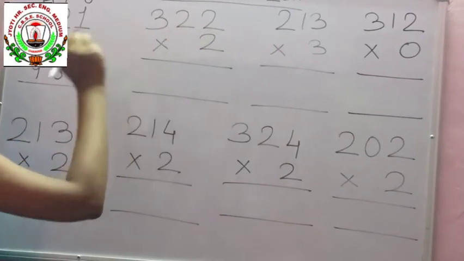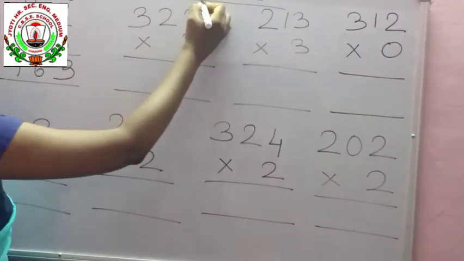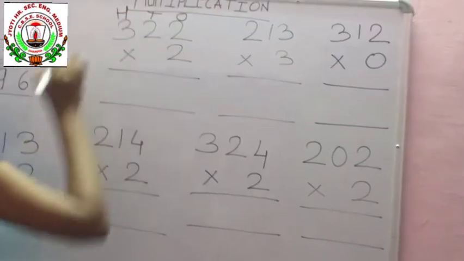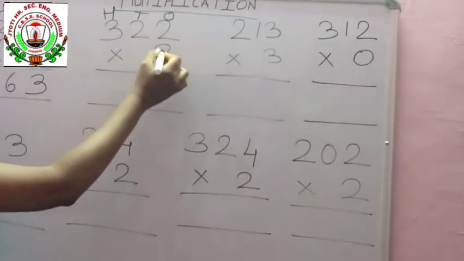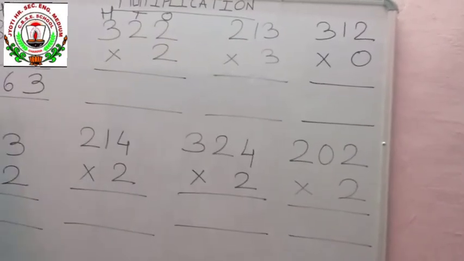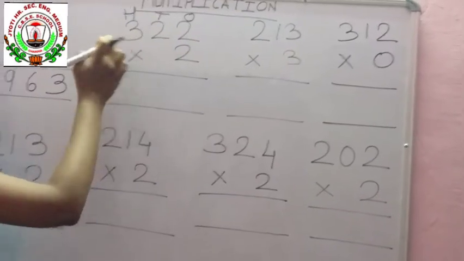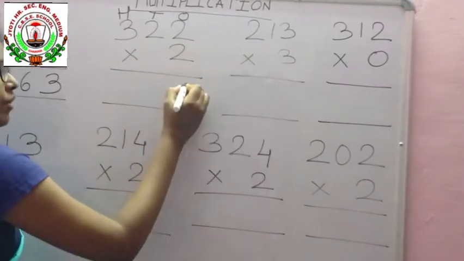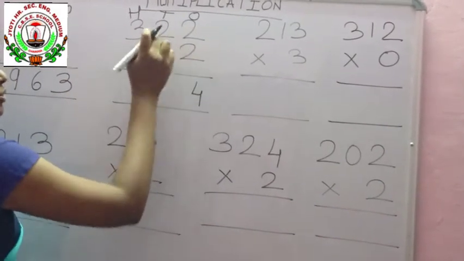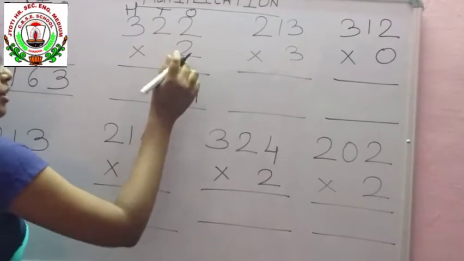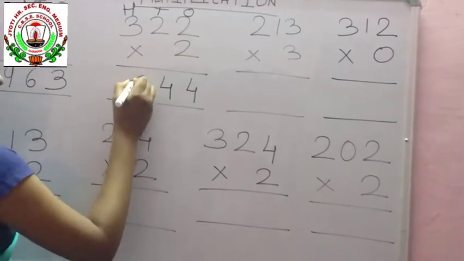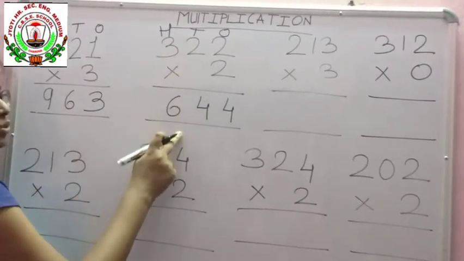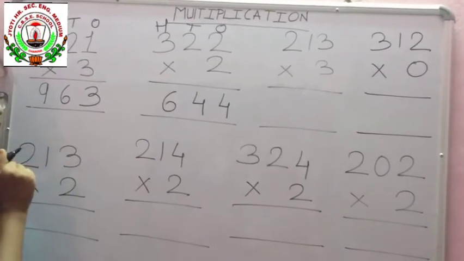322 into 2. Here also there is a ones digit, tens digit and hundred digit. So firstly we multiply with ones, then we move to the tens and then to the hundred. 2 twos are 4, 2 twos are 4, 2 threes are 6. 322 into 2, the answer is 644.